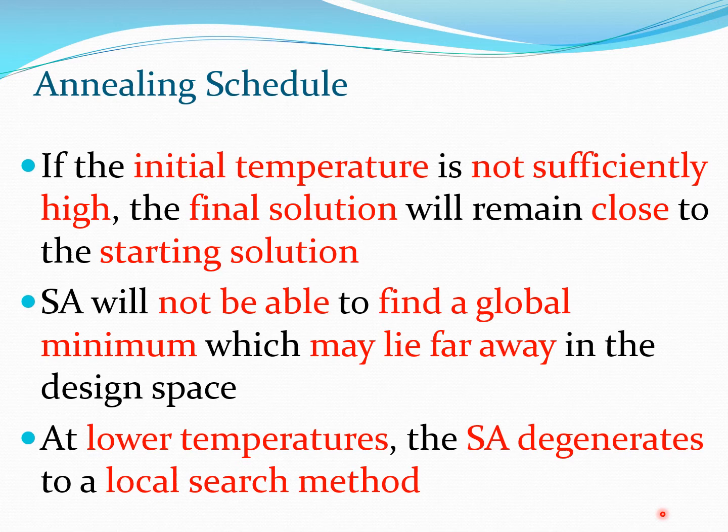So we have seen that if the initial temperature is not sufficiently high, the final solution will remain close to the starting solution, and so you will not be able to capture the global search capabilities of the method. In that situation, the method will not be able to find a global minimum, especially one which lies far away in the design space. The second issue is that when you have a low temperature, the SA method degenerates to a local search method. So there is not much use of this method relative to a local search. So again, you lose some of the potential benefits of the global philosophy of this method.